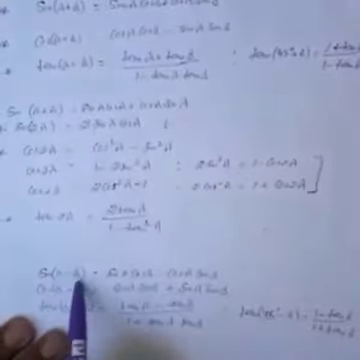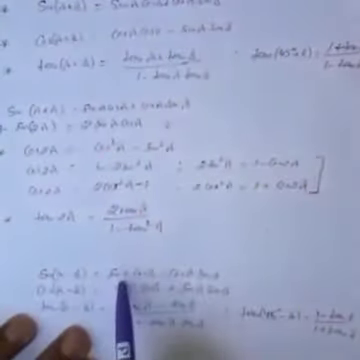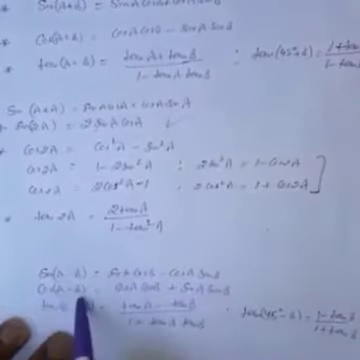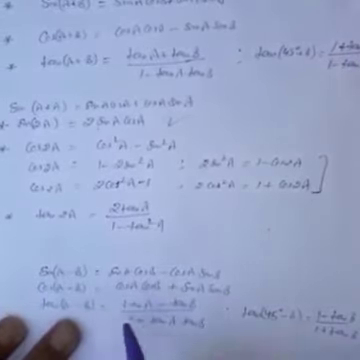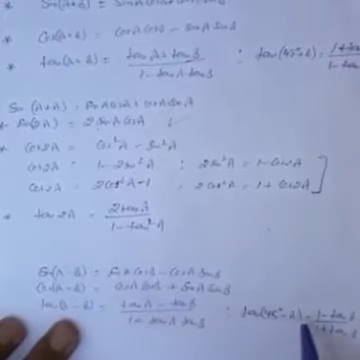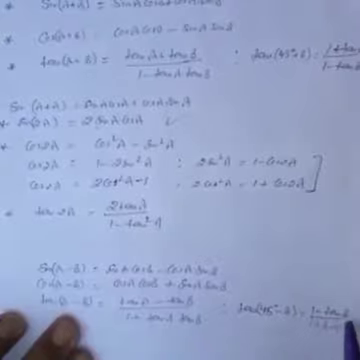And now we have the formula for the difference of angles. These are the formulas for the sum of angles. Sine of A minus B is similar to this formula, only the sign changes. Sine A cos B minus cos A sin B. Similarly, cos A minus B is cos A cos B plus sin A sin B. Tangent of A minus B is tangent A minus tangent B upon 1 plus tangent A into tangent B. Using this, we can write the formula for tangent 45 degree minus B, and it will be 1 minus tangent B upon 1 plus tangent B.